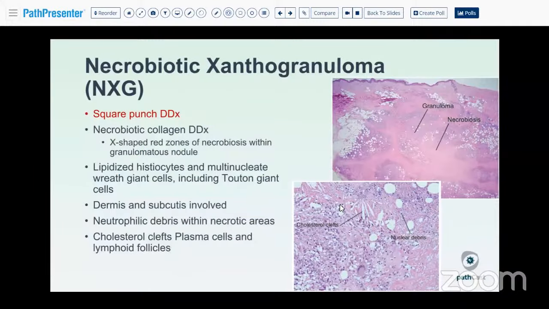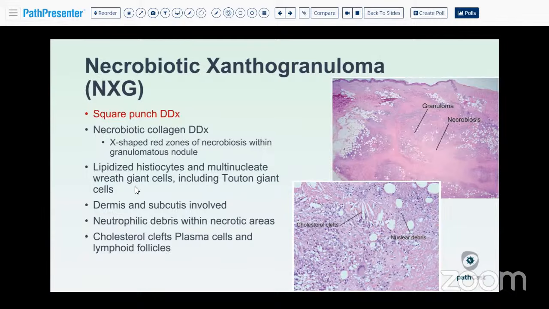NXG, another member of our square punch differential, actually has quite a lot in common with NLD. But in NXG, we also have that red necrobiosis. In NXG, we tend to get these kind of X-shaped zones. So rather than stripy layer caking, we have X-shaped necrobiosis.